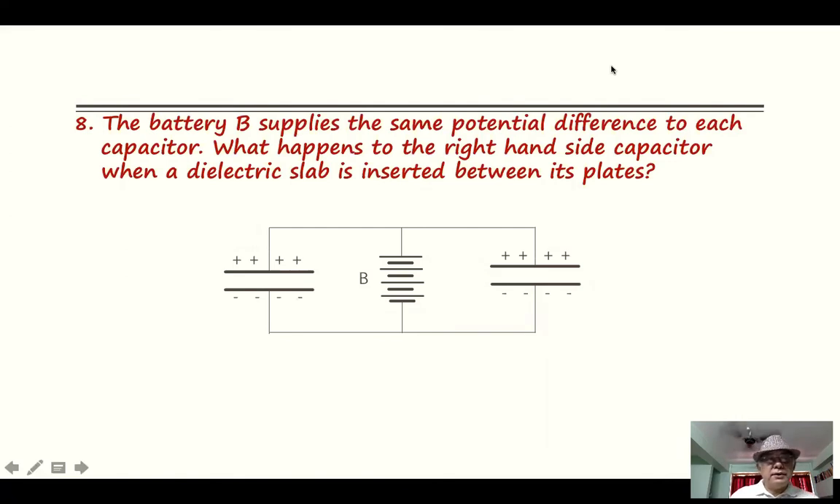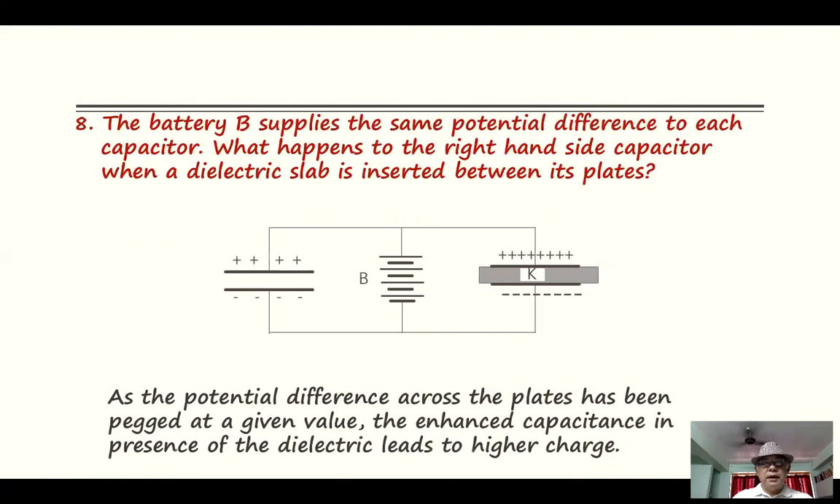Number 8. The battery B supplies the same potential difference to each capacitor. What happens to the right-hand side capacitor when a dielectric slab is inserted between its plates? As the potential difference across the plates has been pegged at a given value, the enhanced capacitance in presence of the dielectric leads to higher charge in the capacitor.